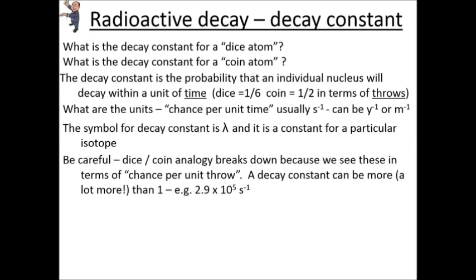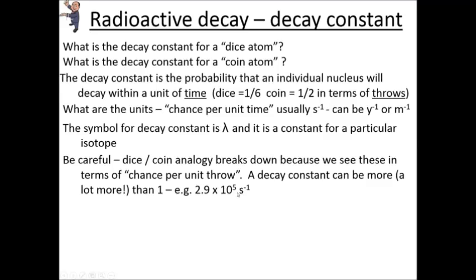But be careful, the dice coin analogy doesn't really tell us the whole story, because from looking at the dice and the coin, you're going to expect that the decay constant is always going to be less than 1, because that's what you're used to with probabilities. Now, decay constants can be more than 1, a lot more than 1, we'll find out. For example, some decay constants might be 2.9 times 10 to the 5 per second. So that means the chance of it decaying is 2.9 times 10 to the 5 in 1 second.